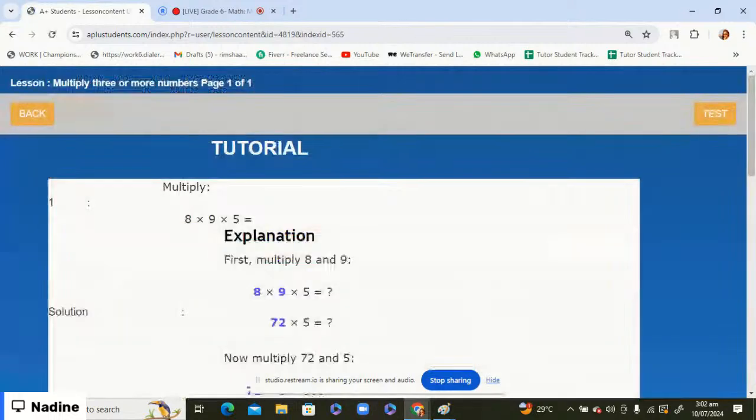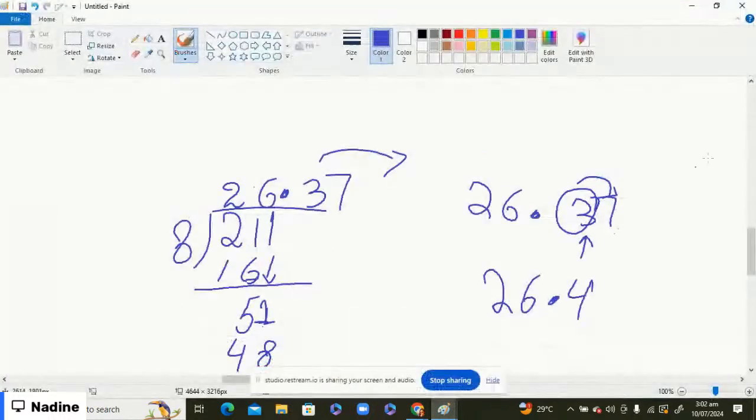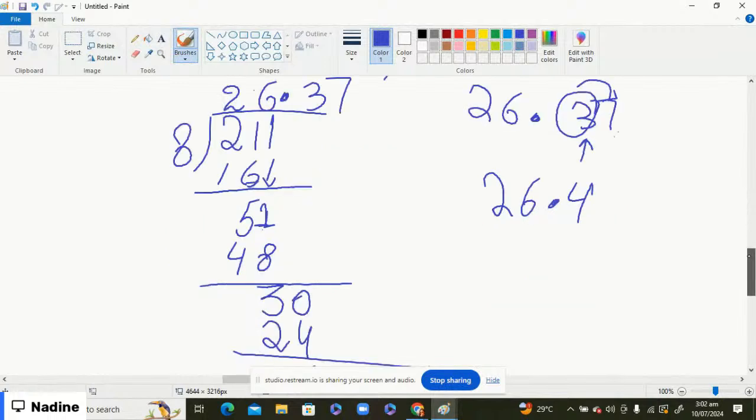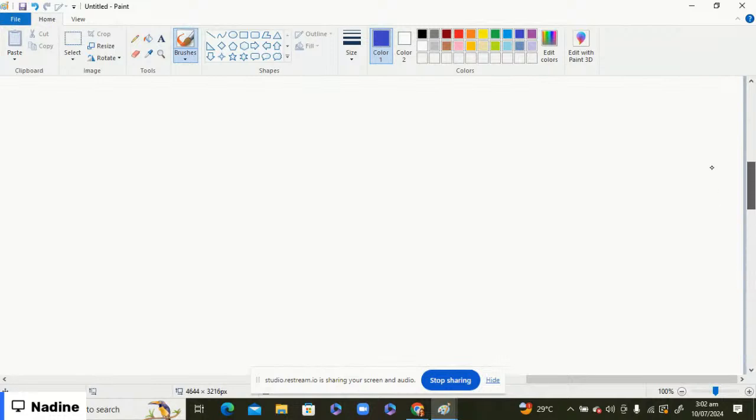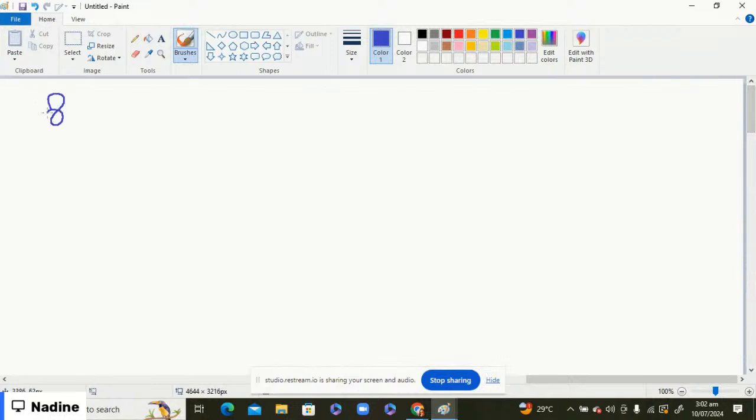So let's just multiply these three or more numbers. So look at here. This is the multiplication of three or more than three numbers. So how can we multiply? For example, if they say multiply 8 times 9 times 2, how can we solve this one?